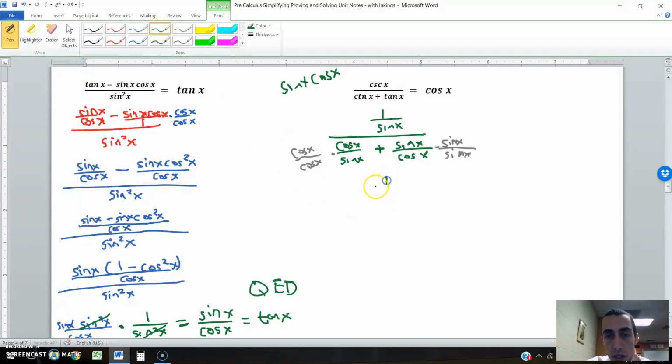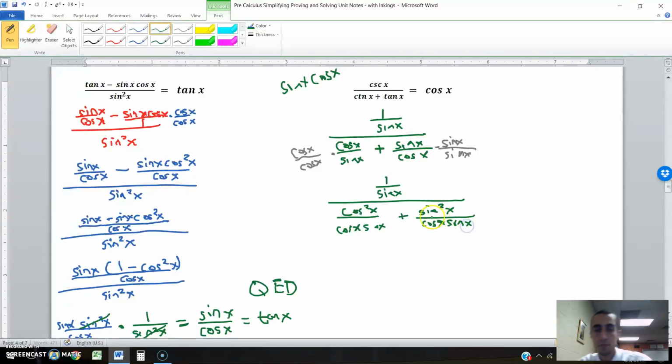The result, way up top, we're still going to have 1 over sine of x. This first fraction will be cosine squared all over cosine times sine. Second fraction will be sine squared over cosine times sine. Now that we've got common denominators, we'll add those together. Still have a 1 over sine of x way up top.